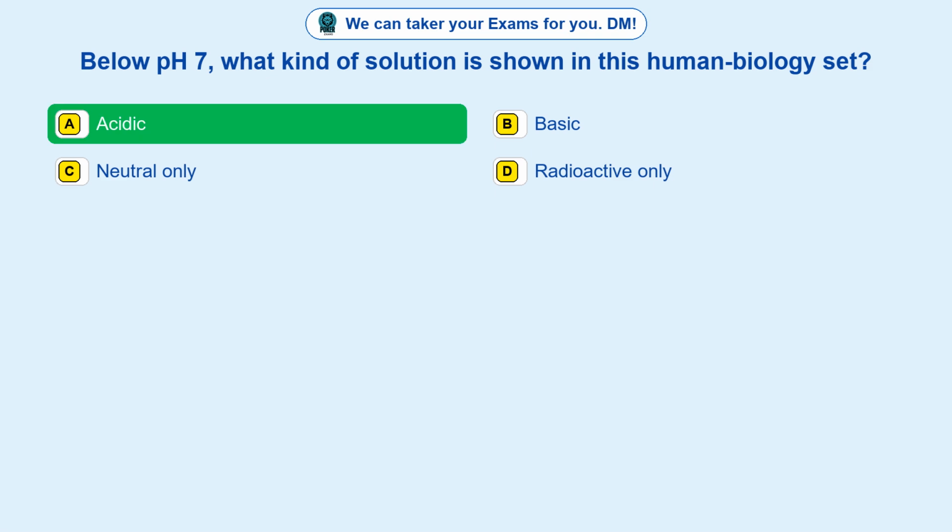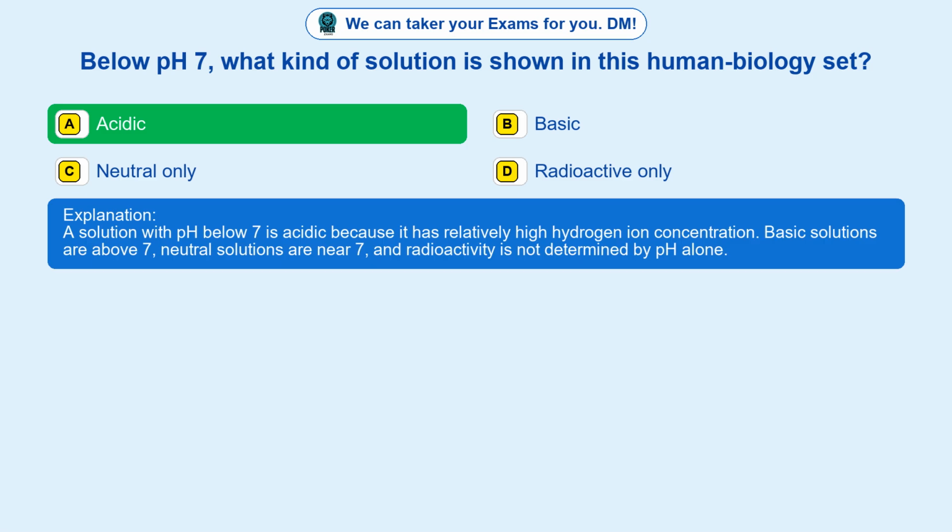The correct answer is option A. Acidic. A solution with pH below 7 is acidic because it has relatively high hydrogen ion concentration. Basic solutions are above 7, neutral solutions are near 7, and radioactivity is not determined by pH alone.